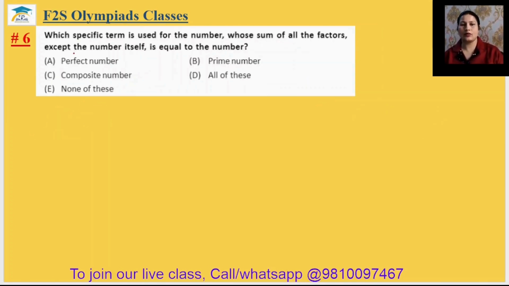Question number 6. Which specific term is used for the number whose sum of all the factors except the number itself is equal to the number? If the sum of all the factors except the number is equal to the number, then it is known as perfect. 6, option A.